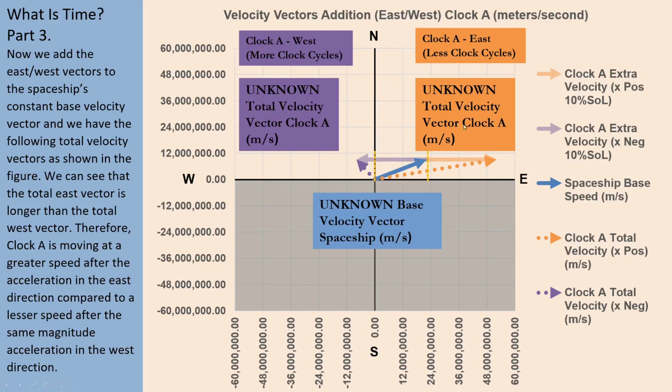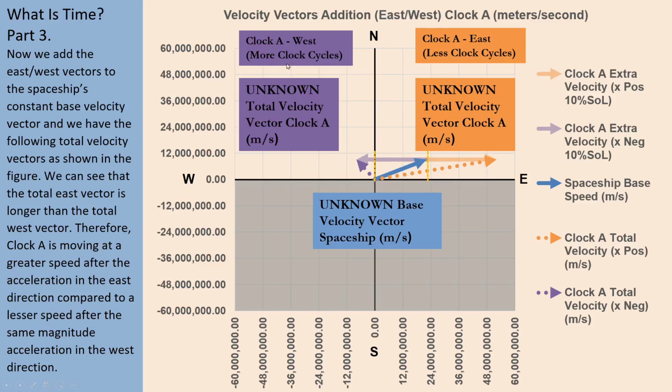However, we do not know the total velocity vectors for clock A while it was in the accelerator. We only know the velocity vectors for clock A from the actual acceleration, but we don't know the total vectors. But what we do know is how many clock cycles were recorded by clock A in each of the two tests. Clock A recorded less clock cycles when moving in the east direction. Clock A recorded more clock cycles when moving in the west direction.